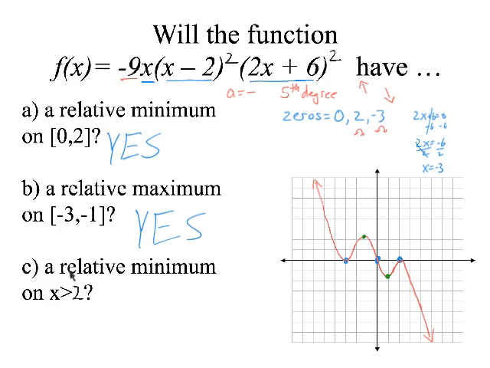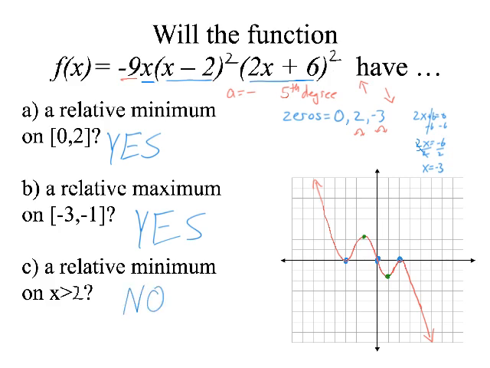Last one. Is there a relative minimum on x is greater than 2? So if this is 2, x is greater than 2 is out here. And is there a minimum? Well, no, because it's just going to go down, down, down forever. So this one would be a no.